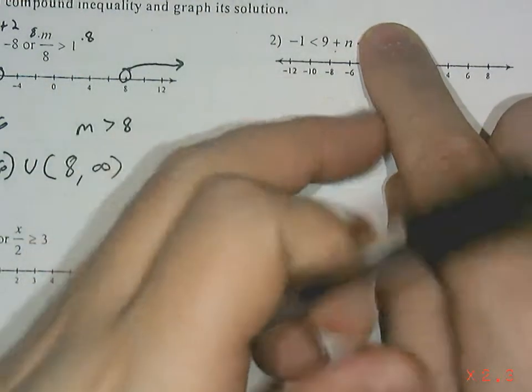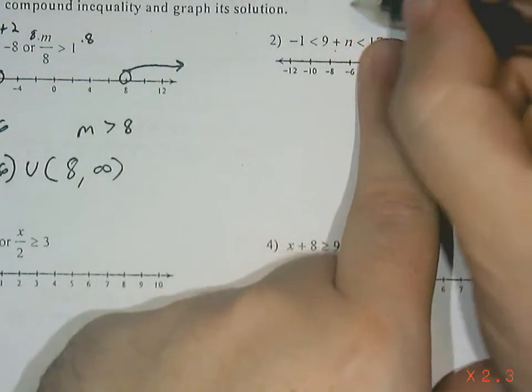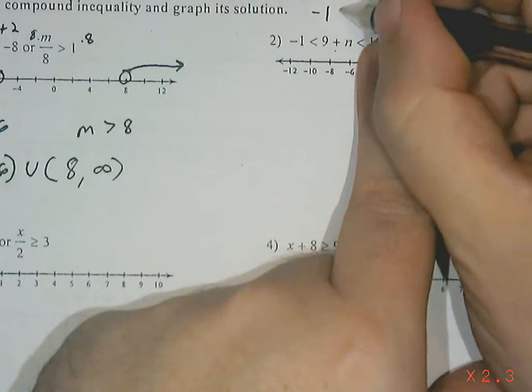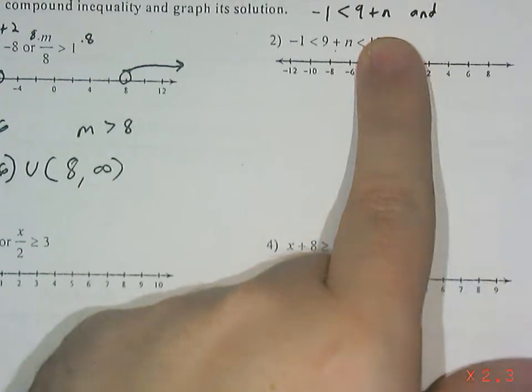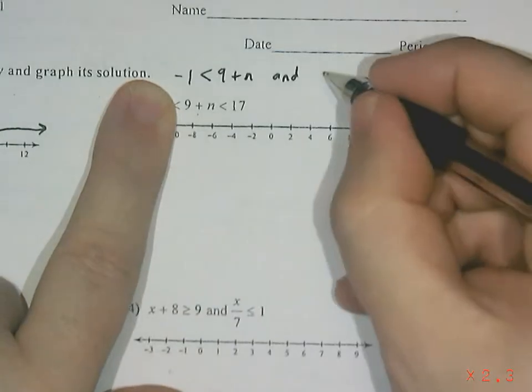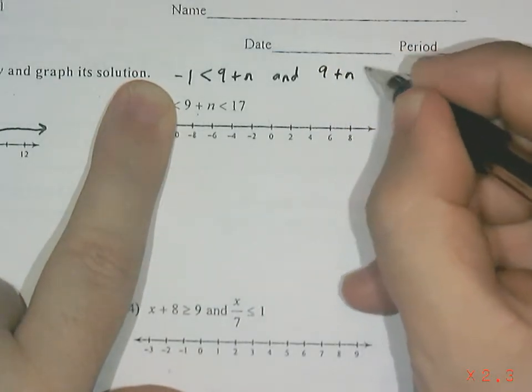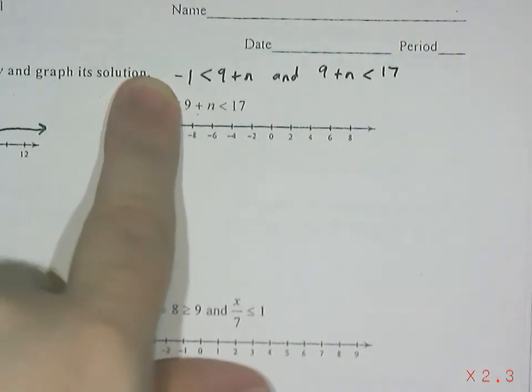So I'm just going to rewrite it as two different problems right now. I'm going to rewrite the top one. We have negative 1 is less than 9 plus n, and I'm going to cross out the left one here. 9 plus n is less than 17.